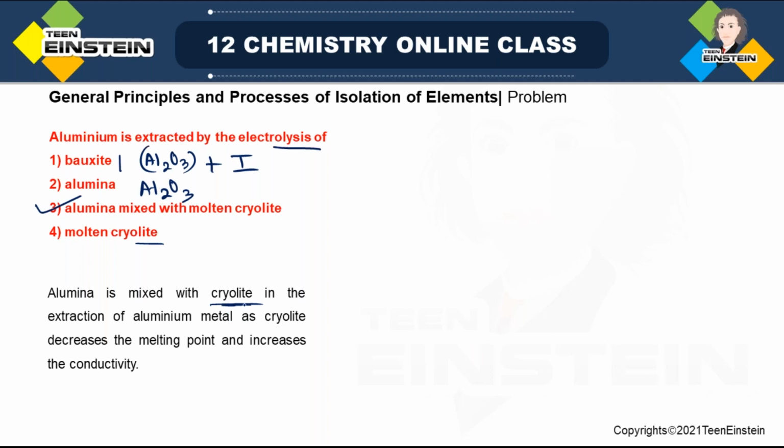But remember, the reason for adding cryolite to alumina is to decrease the melting point. This is a very important factor, and I have seen it asked as a frequent question. So it decreases the melting point. This is the first reason we add it, and it also increases the conductivity of the ions. Both of these are necessary. That is why it is added, and option 3 will be the correct option.